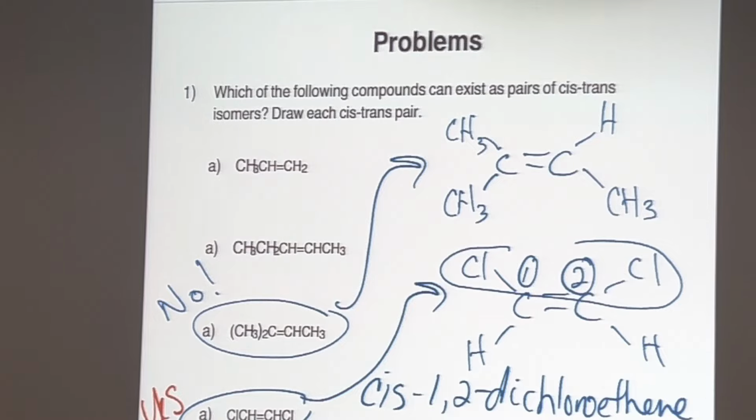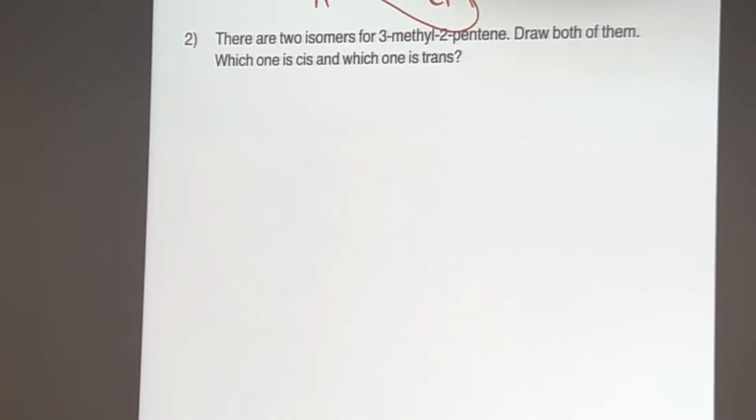Good? Okay. So number 2 there says there are 2 isomers for 3-methyl 2-pentene. We want to draw both of them. Okay, folks. We're drawing this one right here. I'll put a little arrow. There we go. Okay, so let's just draw the condensed form of it so we know what we're looking at, and then we'll draw it out more in the structural form.